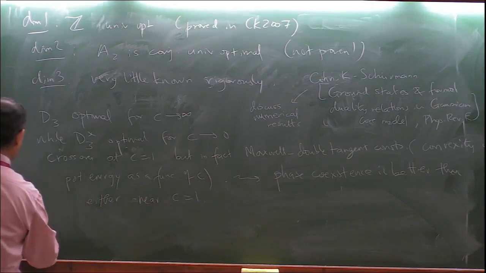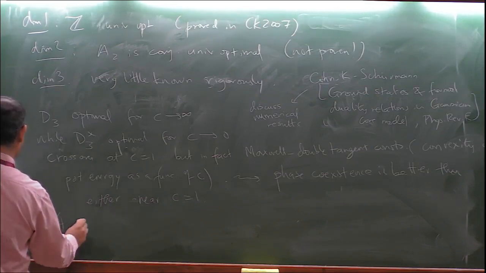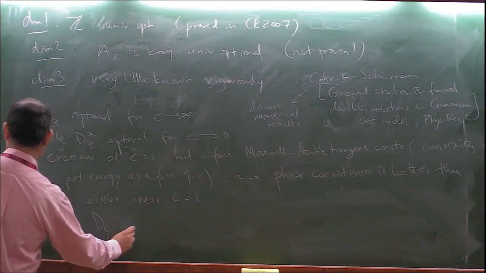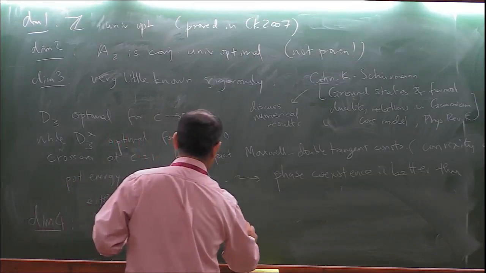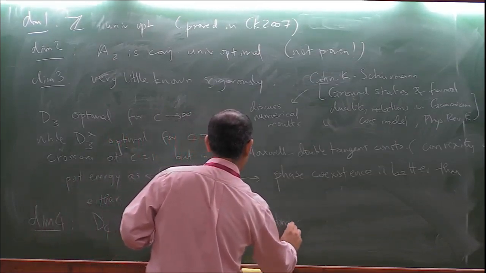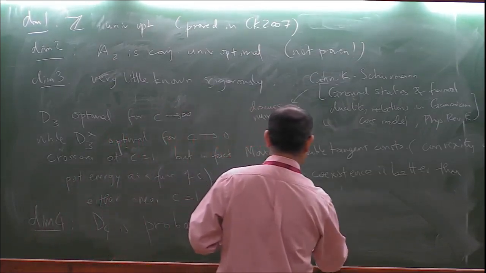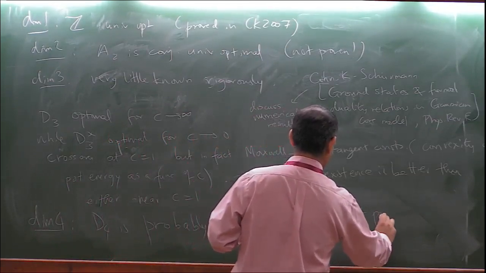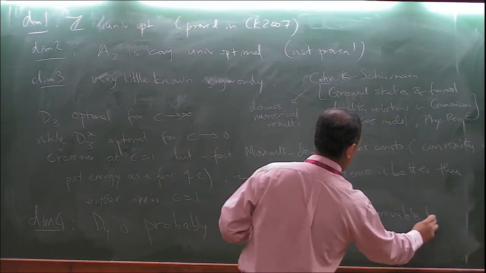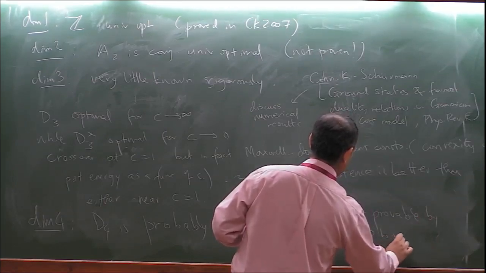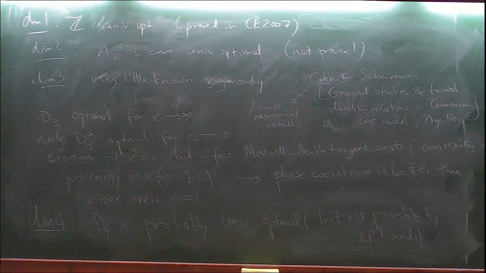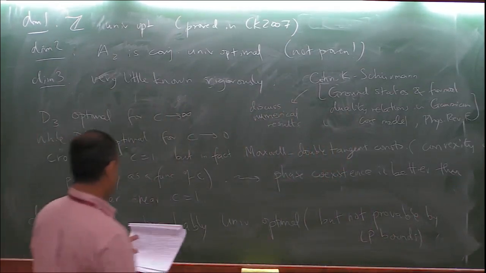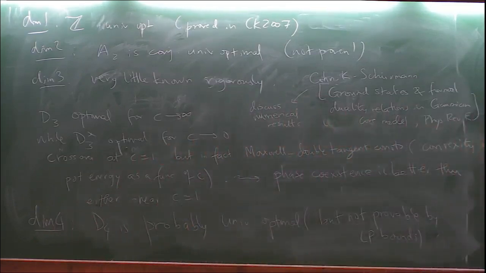Okay, all right. Let's keep going. Dim 4. D4 is probably, not provably, probably universally optimal. But what I can definitely tell you is that this is not provable by LP bounds, linear programming bounds, for sure. Maybe semi-definite or something will get you there, but this would be amazing if one could show it. We don't even know that it's optimal for sphere packing.